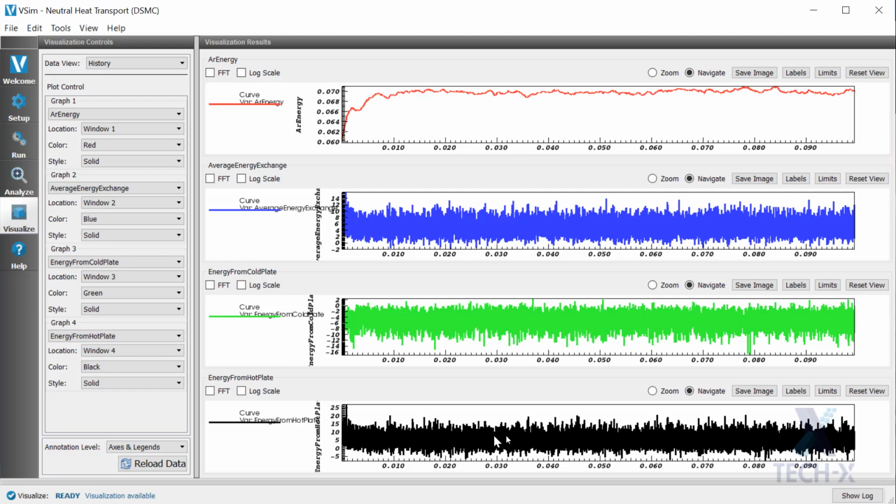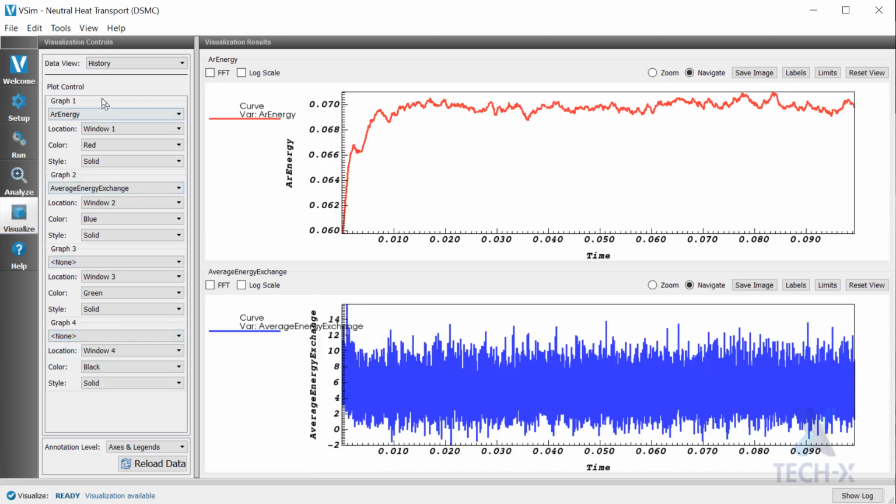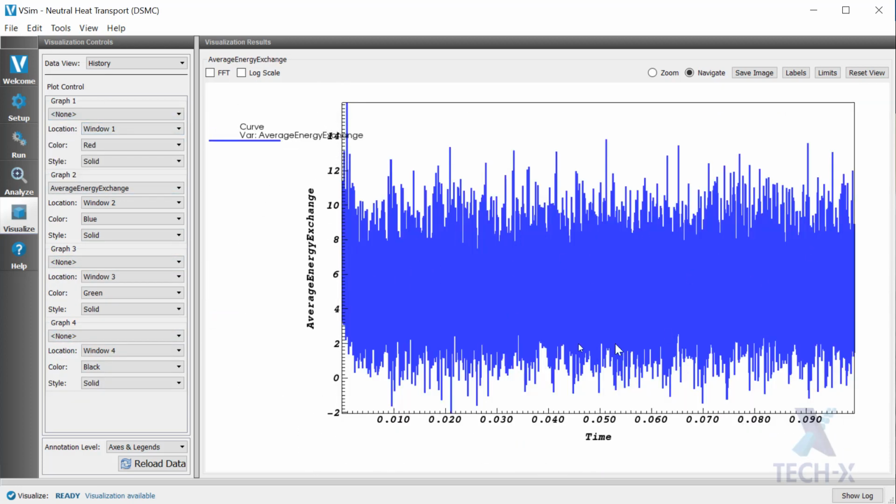So this is energy per time. So this is not dependent on the time step we chose in our simulation. So it's a physical parameter. Now we took this average here, and this average is what we can compare to theoretical values. So I'm going to get rid of some of these plots so we can see the average more clearly.